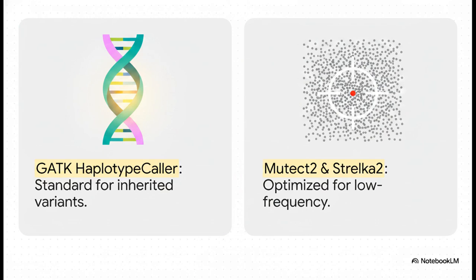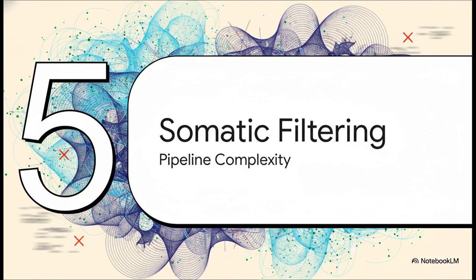So our standard germline tool, the GATK haplotype caller, it simply won't work here. It would miss those faint signals entirely. To detect a VAF below 5%, we must switch to ultrasensitive specialist tools. In the somatic workflow, we rely on primary calling tools optimized specifically for low-frequency mutations, heavy hitters like Mutect2, Strelka2, and VarDict. These algorithms are engineered exclusively to find that needle in the haystack. But that leads us to a new challenge: somatic filtering.